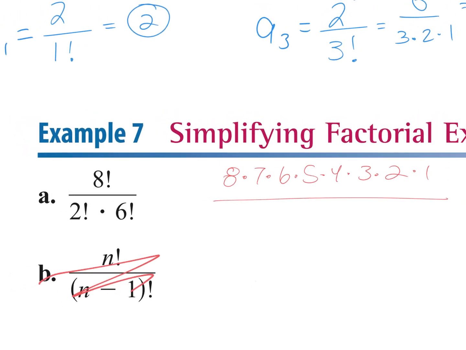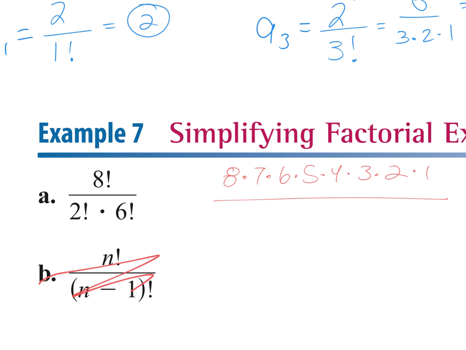Is 2 factorial times 6 factorial the same as 12 factorial? No. Those are two separate things. That says 2 times 1 times 6 times 5 times 4 times 3 times 2 times 1. You cannot just say, oh, well, 6 times 2 is 12, so it's 12 factorial, because that then becomes 12 times 11 times 10 times 9. So just keep them separate.